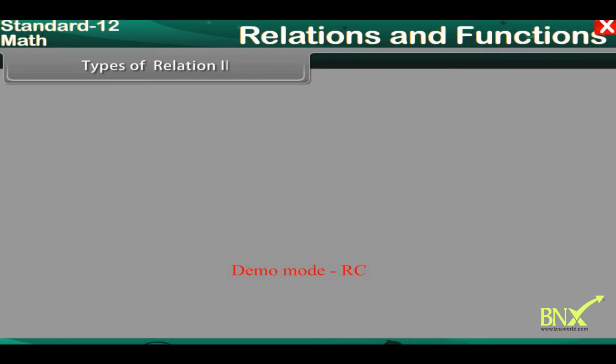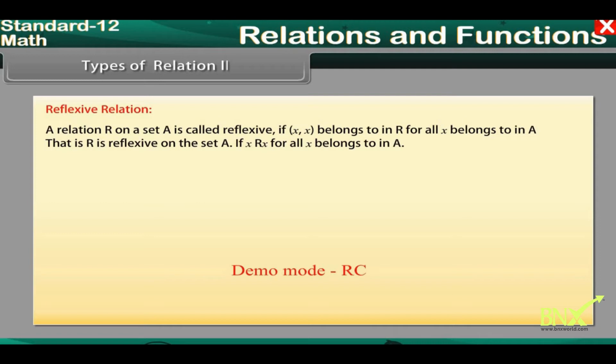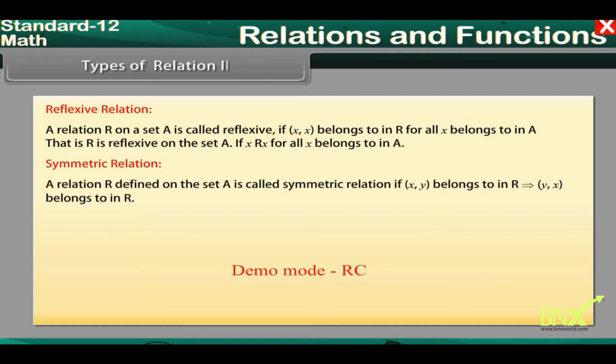Types of relation 2. Reflexive relation. A relation R on a set A is called reflexive if (x, x) belongs to R for all x belongs to A. That is, R is reflexive on the set A if x is related to x under the relation R for all x belongs to A. Symmetric relation. A relation R defined on the set A is called symmetric relation if (x, y) belongs to R implies that (y, x) belongs to R.